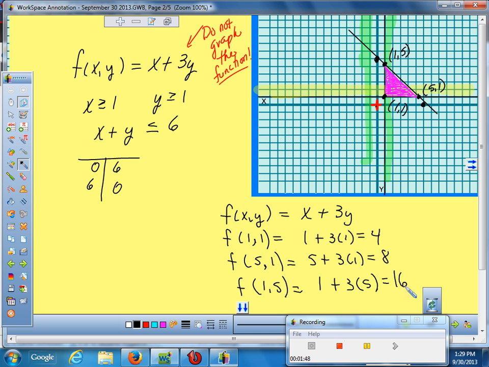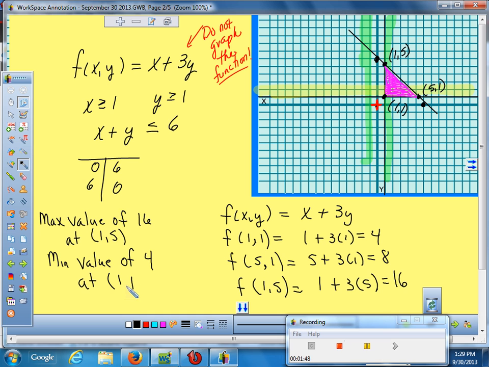So what you're looking for is what's the highest and the lowest. So at the end, you're going to write out your final answer and say, okay, what was the maximum value we got? What was the highest value we got? We got a maximum value of 16 at what coordinate? At 1, 5. And we got a minimum value, our lowest value that came out was 4 at the coordinates 1, 1.